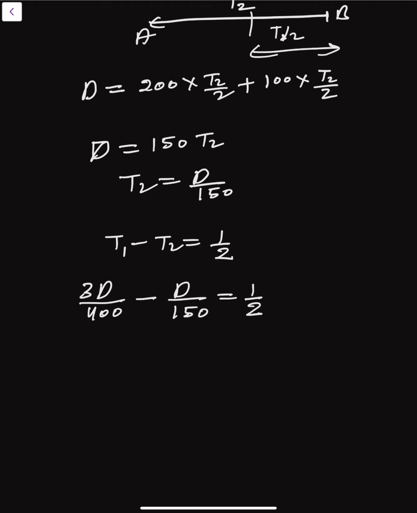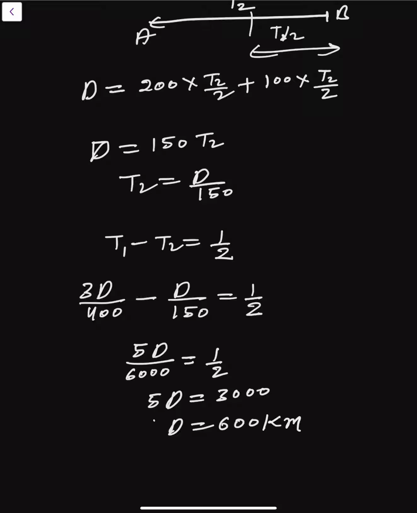After that, how can we solve? So simply 5D divided by, the multiplication of this is 6000, this is equal to half. So 5D basically, so D is equal to 600 kilometers. So the distance between the two towns is 600 kilometers, which is the right answer.